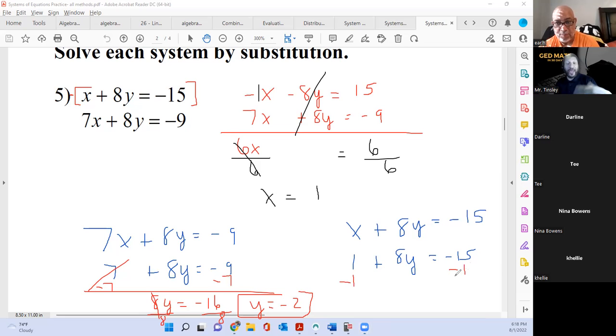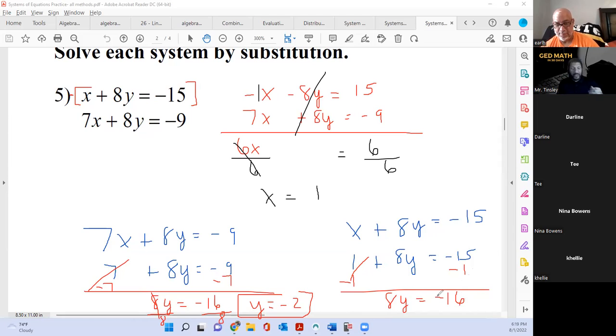If you had trouble, that means you need to practice on one-step and two-step equations. Most of this test is algebra. If you can't do a one-step, two-step equation, you're going to be in trouble. Okay, so we subtract 1 from both sides, we get 8y equals, and negative 15 minus 1 is what? Negative 16.